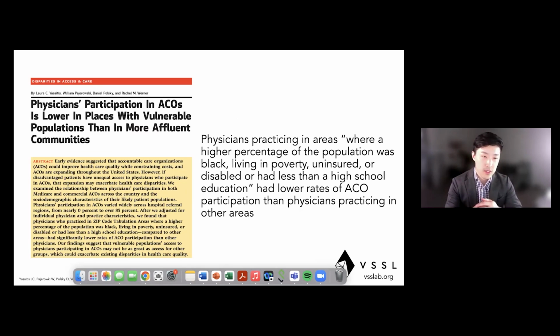One of the takeaways here, which I'll read from the analysis, is that physicians practicing in areas where a higher percentage of the population was Black, living in poverty, uninsured, or disabled, or had less than a high school education, had lower rates of ACO participation than physicians practicing in other areas. I think that speaks to the idea that when we think about participation and uptake of these models, this analysis suggests that early on in the ACO era, it was not even.